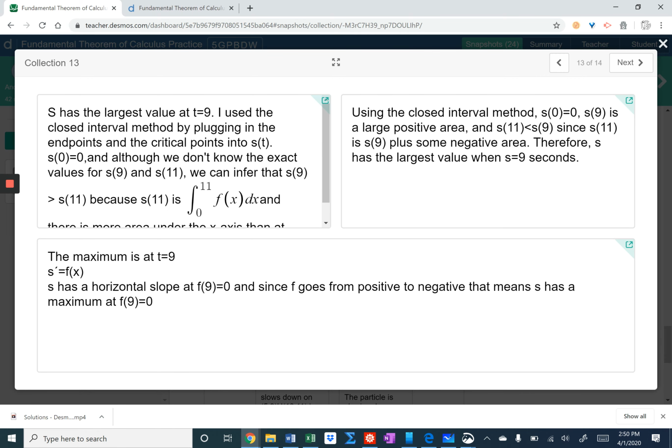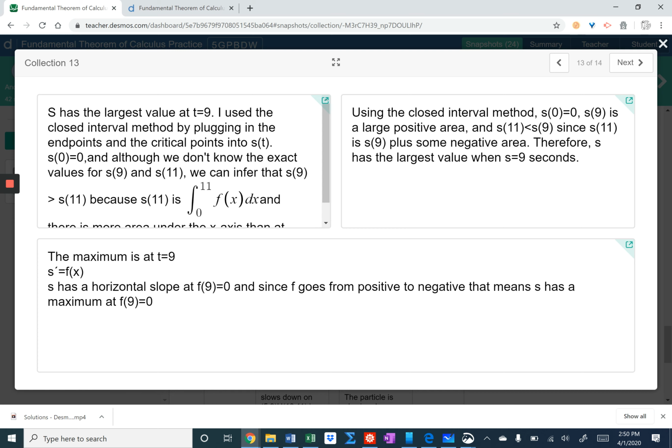The second one says using the closed interval method, S of 0 is 0, S of 9 is a large positive number, S of 11 is less than S of 9 since S of 11 is S of 9 plus some negative area, therefore S has the largest value at S of 9. I like that too.